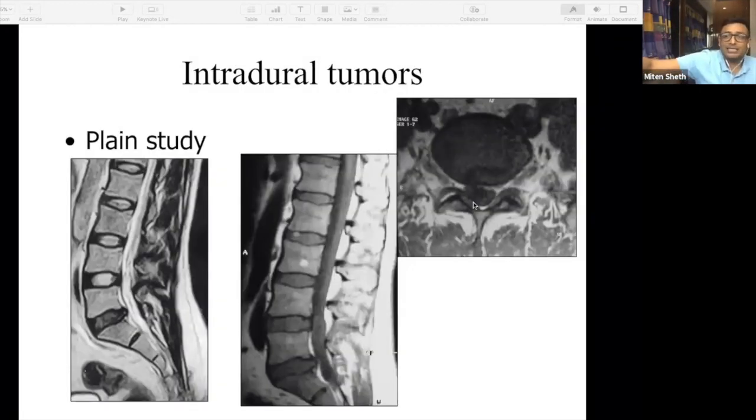The second time you want to do a contrast MRI is when you're seeing a post-operative scan. In a post-operative scan, you want to know if it is just scar tissue or a recurrent disc. So those are the two times you want to do a post-op contrast MRI.